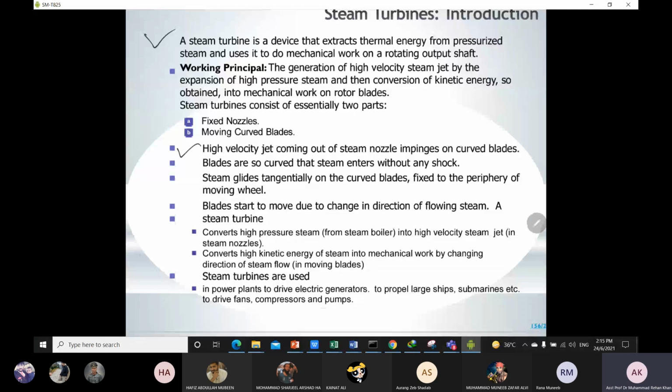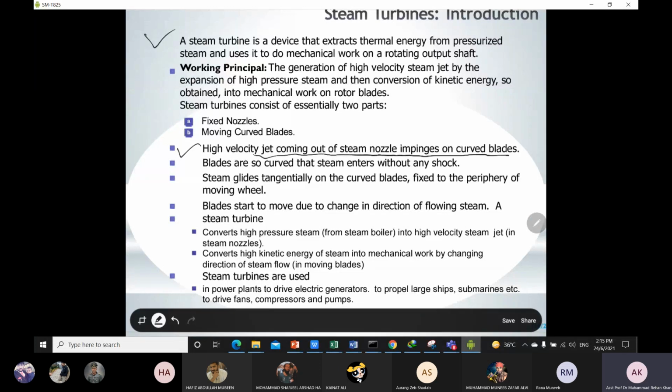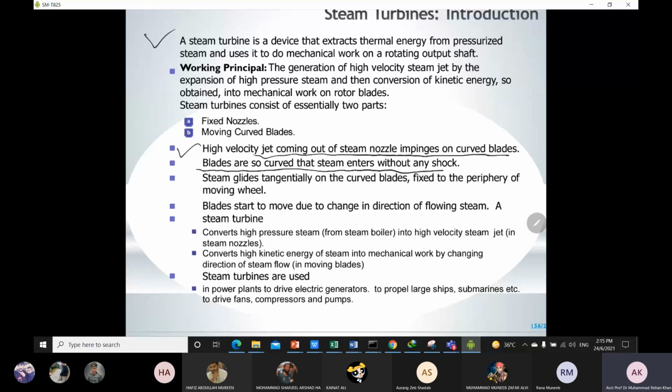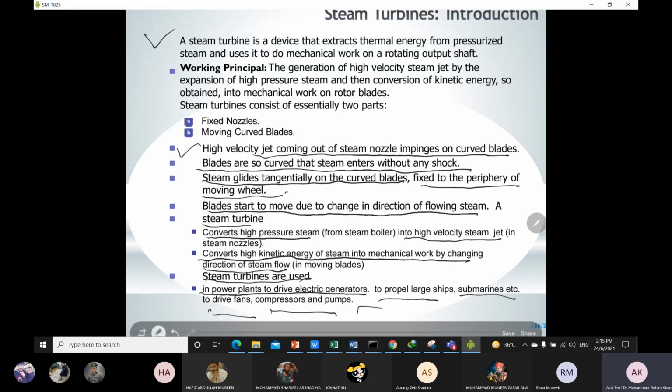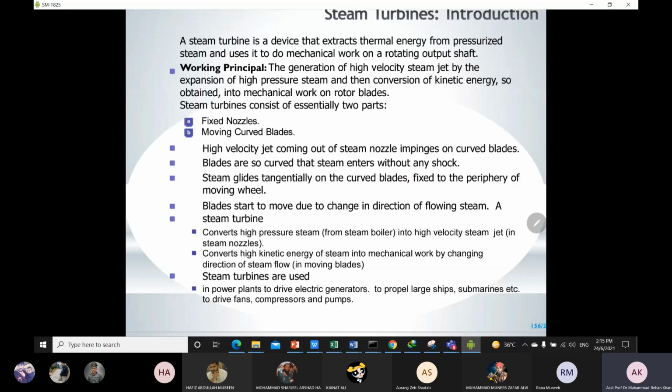A high velocity jet coming out of the steam nozzle impinges on the curved blades. Blades are so curved that steam enters without any shock. Steam glides tangentially on the curved blade, fixed to the periphery of the moving wheel. Blades start to move due to the change in direction of flowing steam. Steam turbines convert high pressure steam into a high velocity jet in the steam nozzle, and convert the high kinetic energy of steam into mechanical work by changing the direction of steam. Steam turbines are used in power plants to drive electrical generators, to propel large ships and submarines, and to drive fans, compressors and pumps. This is just theory; you just have to go through it if you want some useful information.